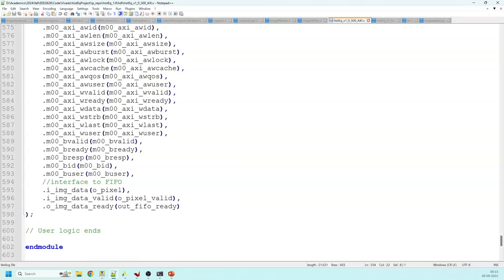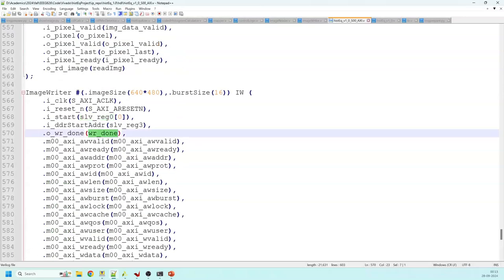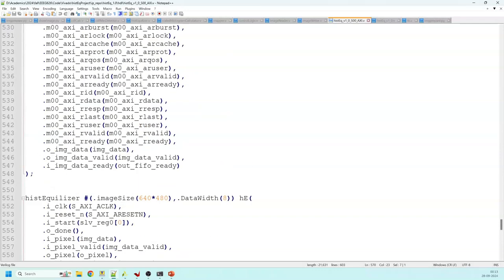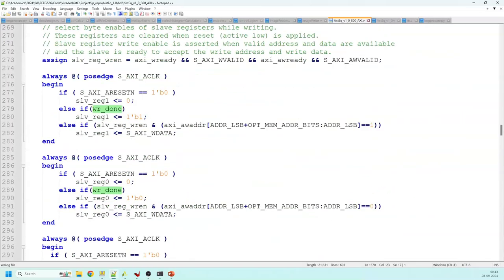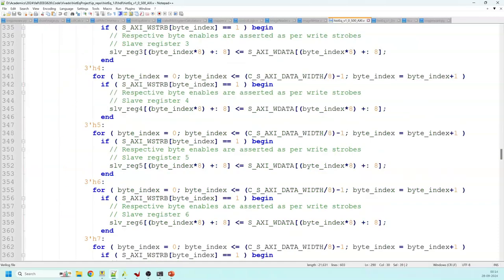In the same way, for the image writer, there will be a signal write done. This signal is asserted when it stores the entire image in the DDR. Once the entire image is stored in DDR, the signal will become high, and that signal is stored in slave reg 1. So slave reg 1 basically acts like a status register. In the same way, when write done is asserted, slave reg 0, which is the control register, is auto cleared. The software will set the start bit. The IP will clear the start bit once the write operation is done. This part is for the processor to write to the register, these two. This part, basically, the IP is writing to the register.